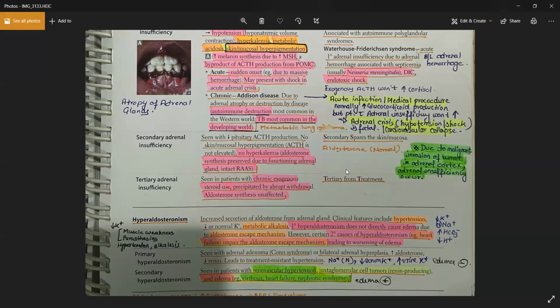whenever a tumor metastasizes to the adrenals, what's going to happen? They will replace the normal parenchyma with tumor parenchyma, right? And what you will have is adrenal insufficiency again. Okay, and it could be a primary type, in which you have a high ACTH. So that's about adrenal insufficiency and its types.